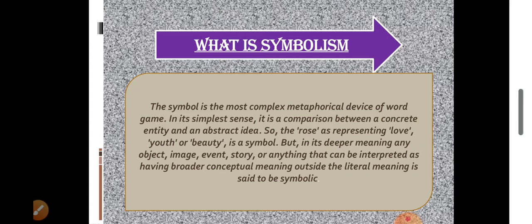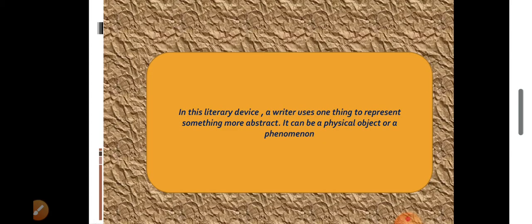So the rose as representing love, youth or beauty is a symbol, but in its deeper meaning, any object, image, event, story or anything that can be interpreted as having broader conceptual meaning outside the literal meaning is said to be symbolic. So the surface meaning is different, but actually it stands for something else. In this literary device, a writer uses one thing to represent something more abstract. It can be a physical object or a phenomenon.